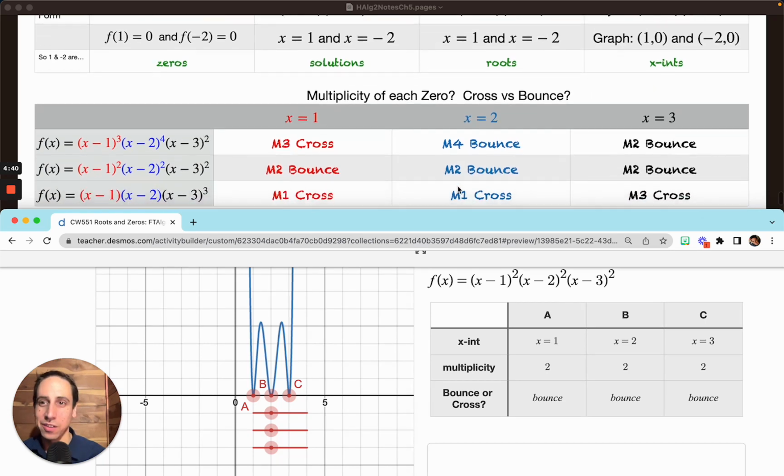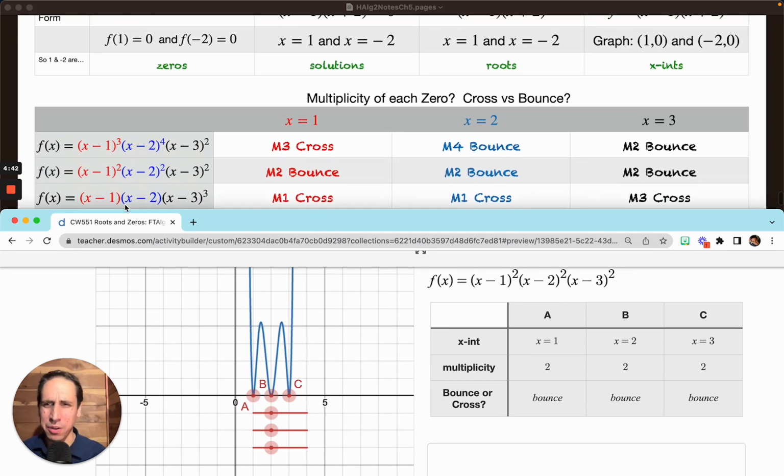Let's look at the next one. I don't see an exponent here, so I think we're just going to say that that's an exponent of 1, and an exponent of 3. So the multiplicity is 1, 1, 3. And so let's see what happens. We're going to cross the x-axis here, cross the x-axis here and cross the x-axis here, as you can see, cross, cross, cross. We've written that down in a table.